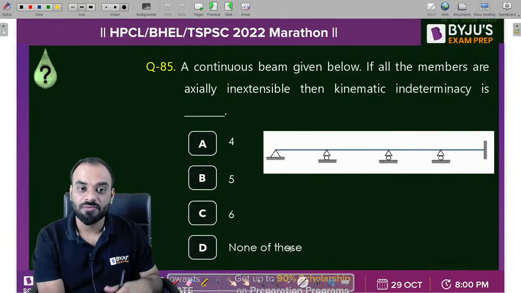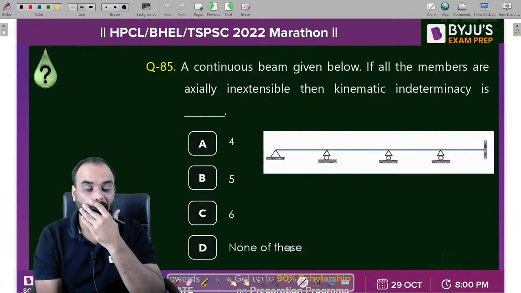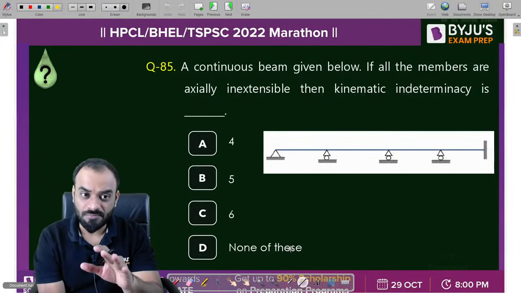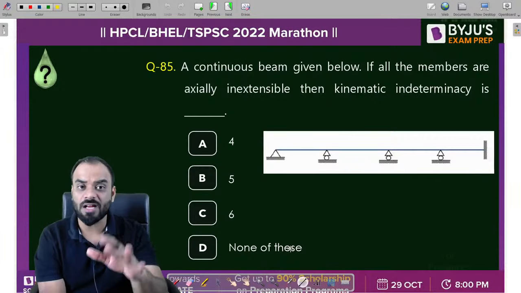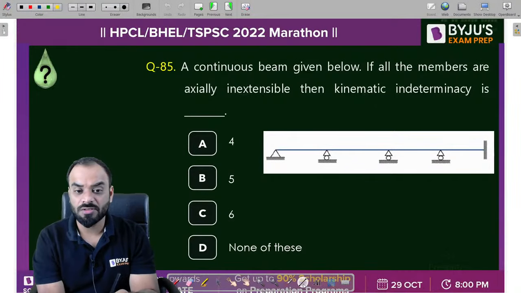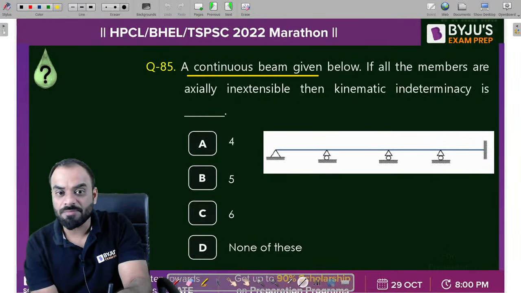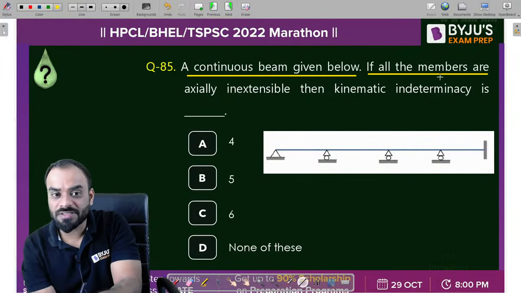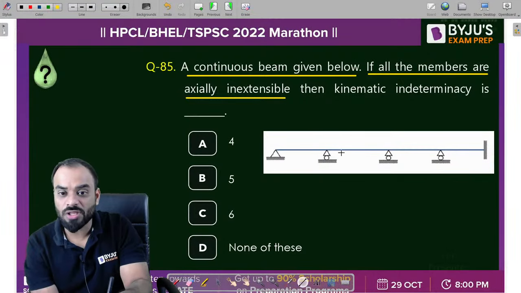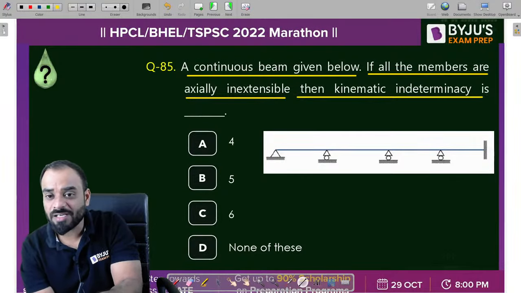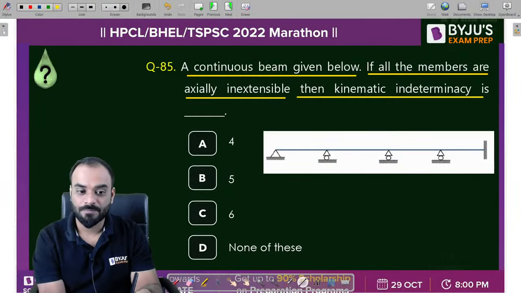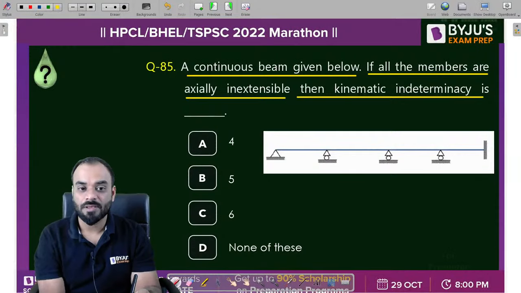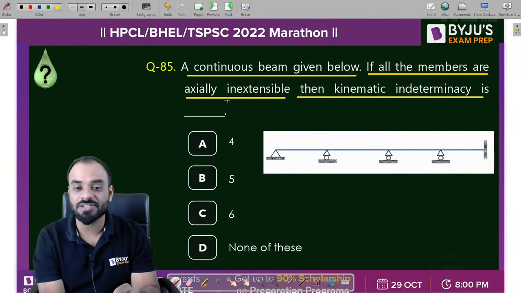Let's move to the next one. Now we will move to the next part of the subject, which is basically our structure part. Kindly tell me, structure and RCC. Now tell me guys the correct answer for this. A frame has been given below. If all the members are axially inextensible, then the kinematic indeterminacy is equal to how much? Dk is equal to how much? Members are axially inextensible in nature. Six. That means C.